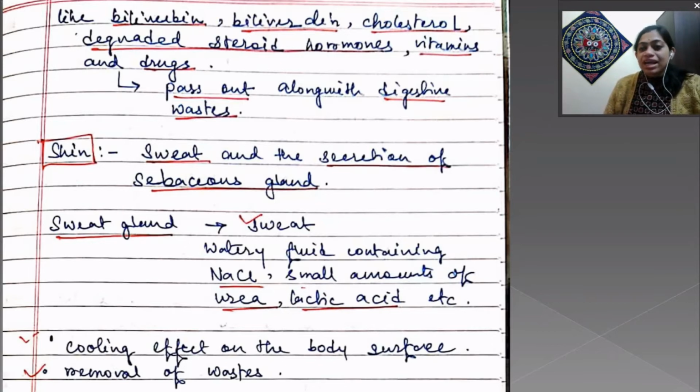Skin: sweat and the secretion of sebaceous glands are secreted by the skin. What does the sweat gland secrete? Sweat, which is a watery fluid containing NaCl and a small amount of urea.